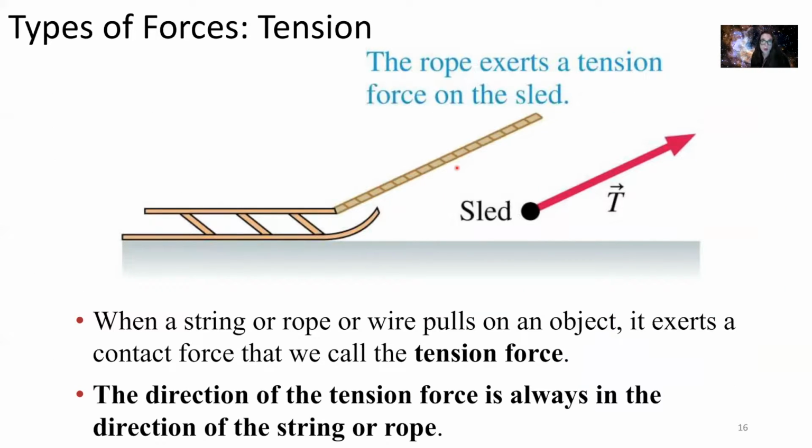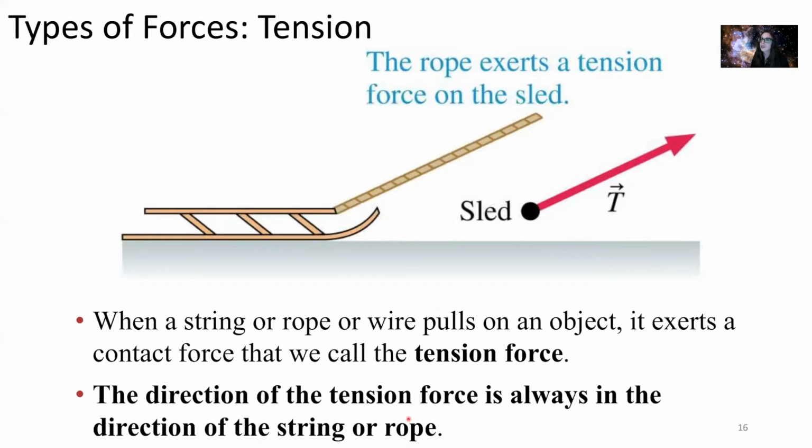Another example of a force that we'll encounter is what we're going to call tension. In this example, we have a sled and there's a rope attached to it. This rope exerts a tension force on the sled. Usually we use tension forces when we've got a rope or a cable or something that's pulling on another object. And then we would represent this vector. Sometimes I label it as capital T for tension, usually meaning that that's a pulling force. So when a string or a rope or a wire pulls on an object, it exerts a contact force that we're calling the tension force.